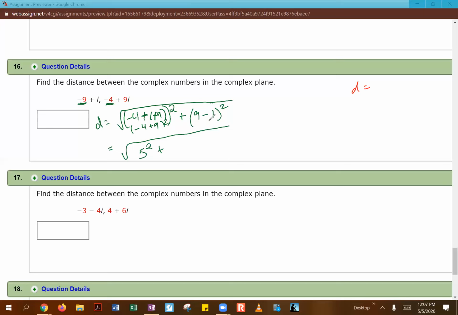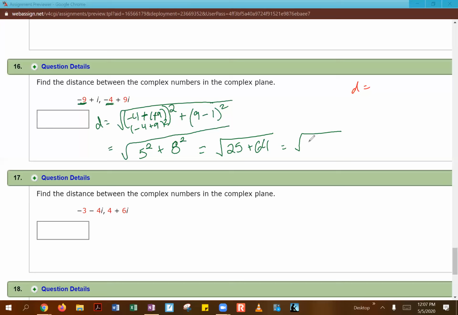And then for the second part, for the t minus b, what do you get? 8. Right, so that would be 8 squared. And then when we do 5 squared, that gives you 25. And what's 8 squared? 64. Very good. So what does that come out to be?